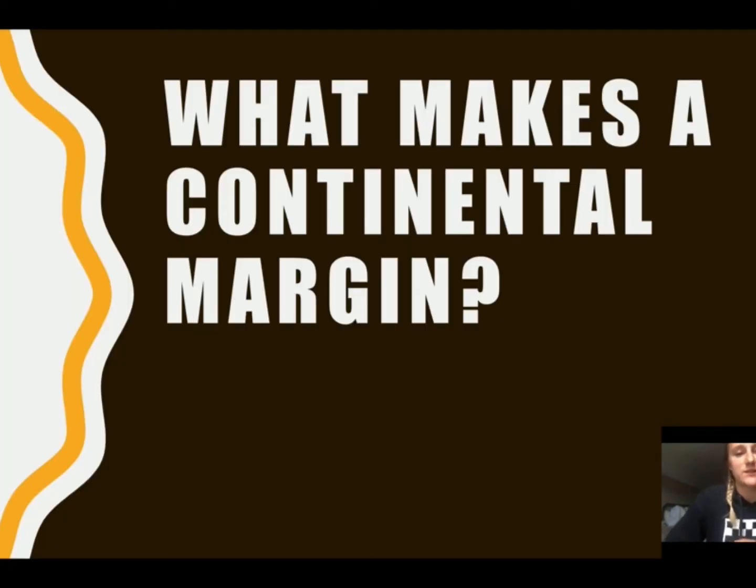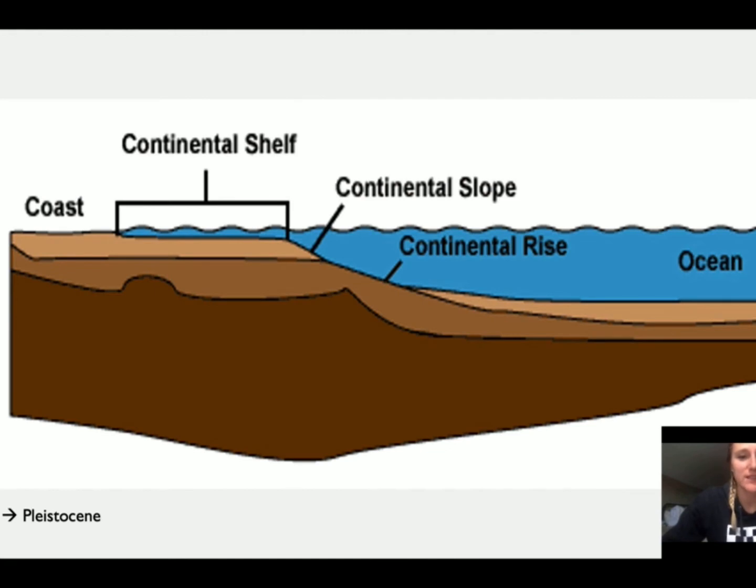What makes a continental margin? So for me personally, I like to think of it as the beach. You're moving from the land to the ocean. So here is a diagram of a continental margin. Some key terms here is the continental shelf. This is the most economically valuable part of the ocean. A lot of fishing and oil drilling actually happens here, especially in Louisiana and Texas.